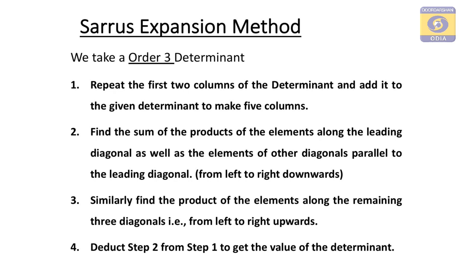So, now Sarrus was a mathematician. He developed a very simple method to find out the value of determinant of a matrix of order 3, right. Now, as you can see in the slide, there are 4 steps, right. Now, I'll give you an example. I'll show you with the help of an example how to find out the determinant value of a matrix of order 3 using the Sarrus expansion method, right.